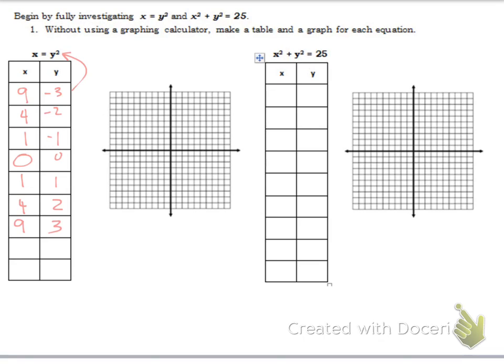So if I graph these, write 9 down 3, write 9 up 3, write 4 down 2, write 4 up 2, write 1 down 1, write 1 up 1, and then 0, 0. So it's kind of like a parabola turned sideways.